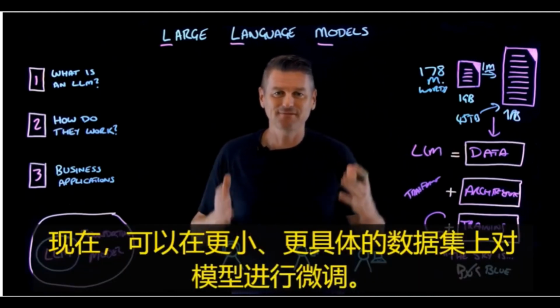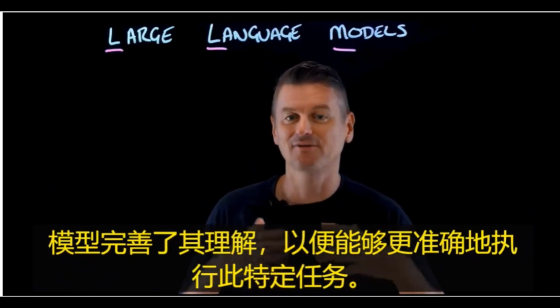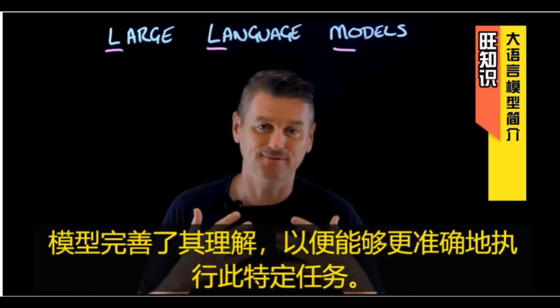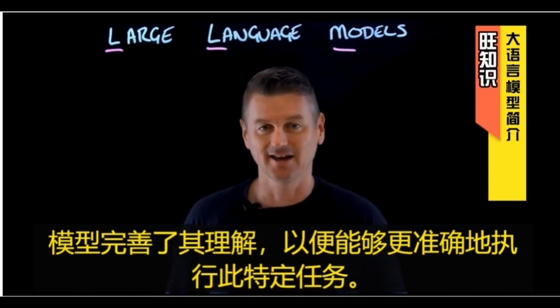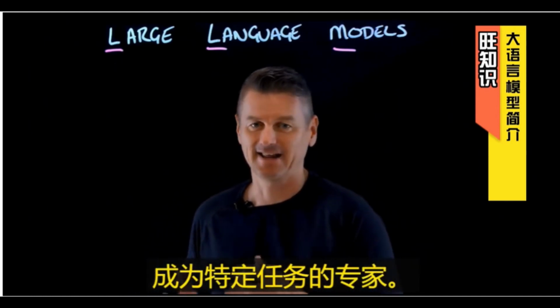Now, the model can be fine-tuned on a smaller, more specific data set. Here, the model refines its understanding to be able to perform this specific task more accurately. Fine-tuning is what allows a general language model to become an expert at a specific task.